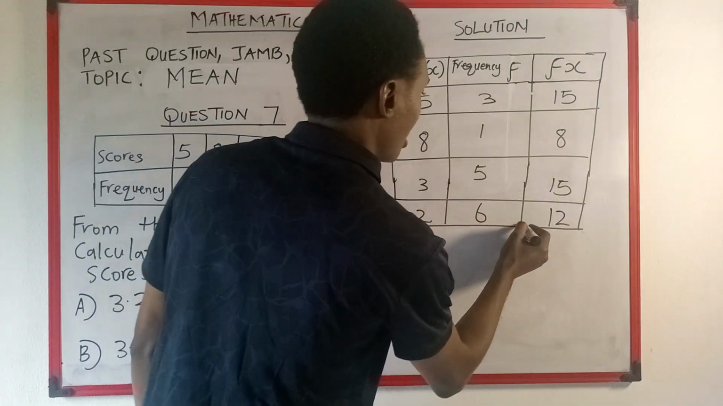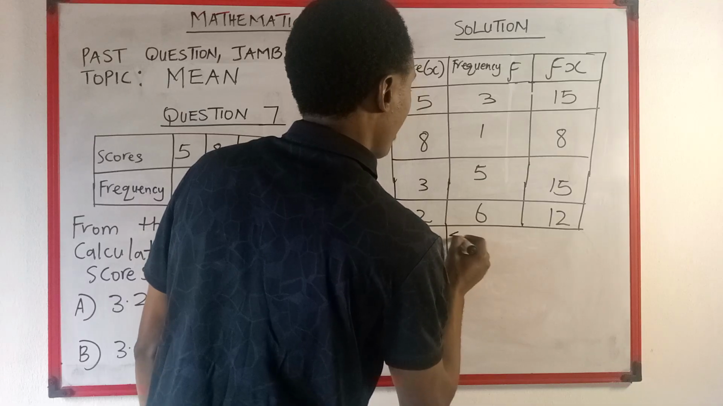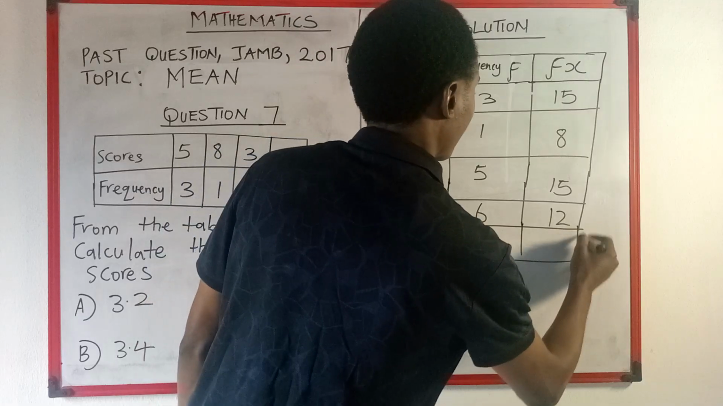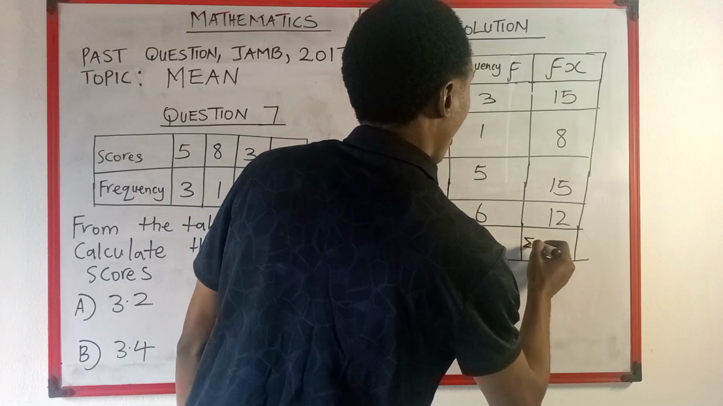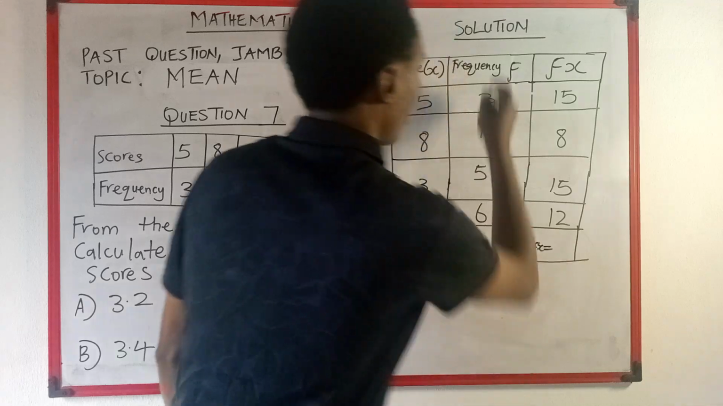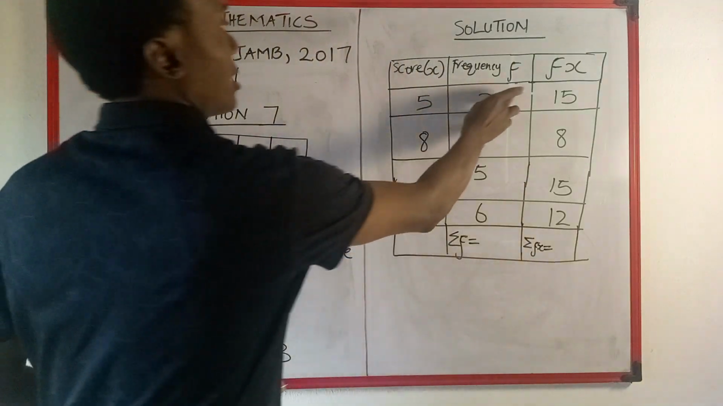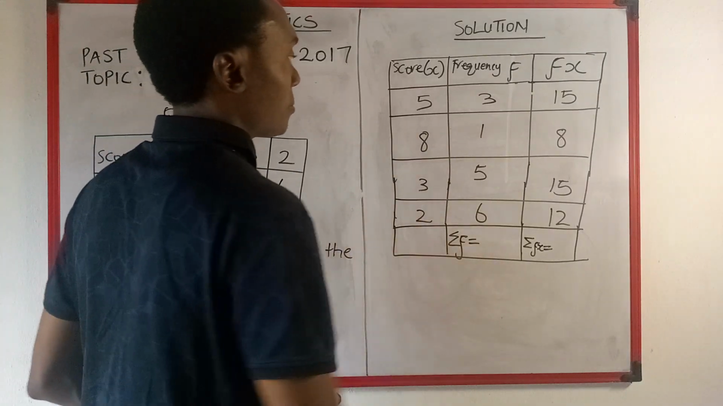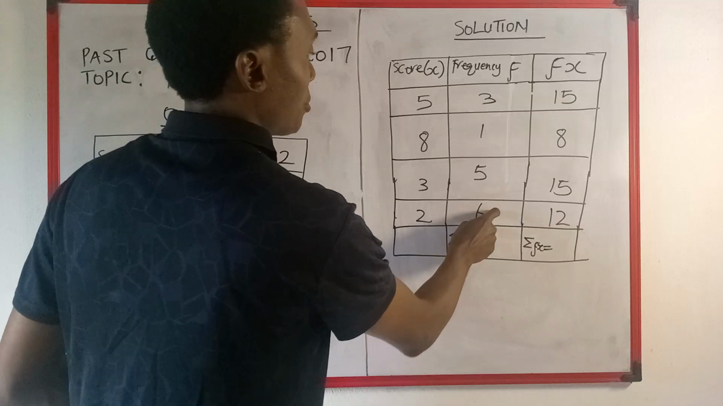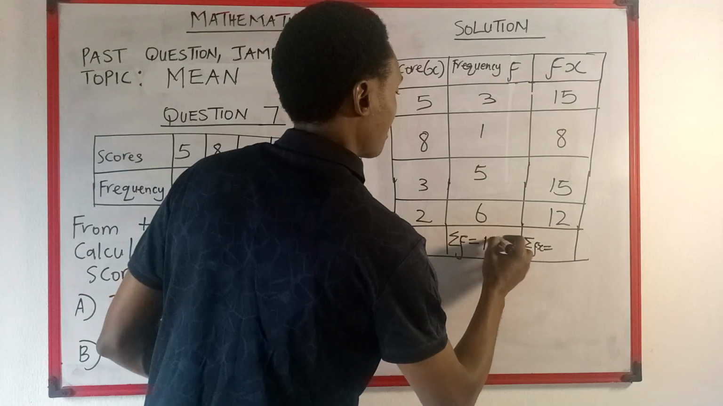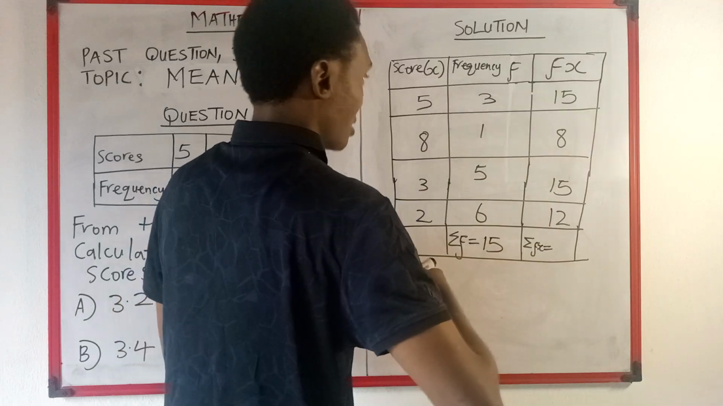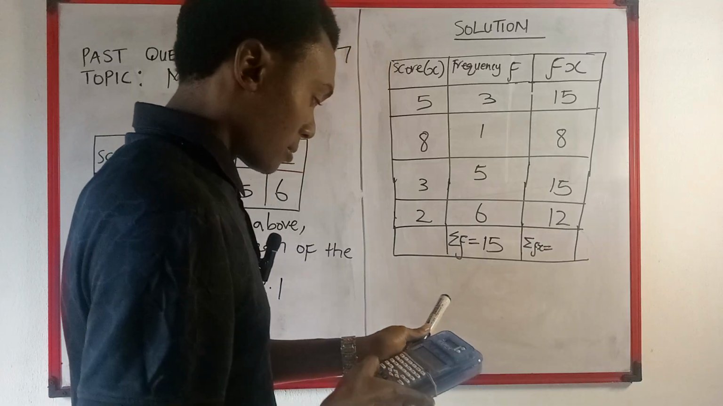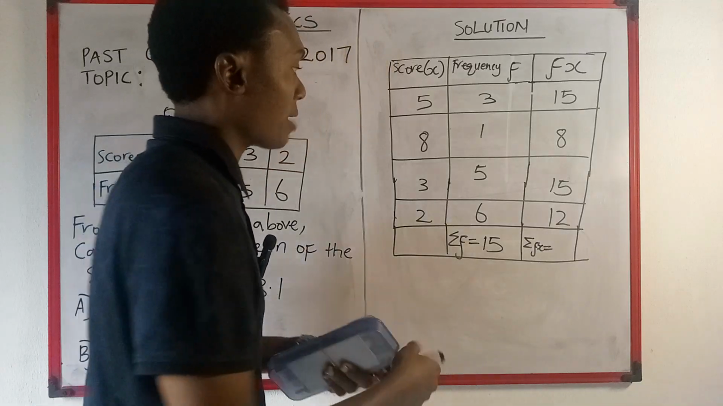Now, when you get to this part, this is the summation of the frequency, while here is the summation of Fs. So what is the summation of the frequency? You add 3 plus 1, you have 4. 4 plus 5, you have 9. 9 plus 6, you have 15. So let's go for this: 15 plus 8 plus 15 plus 12. And what do you have? You have 50.